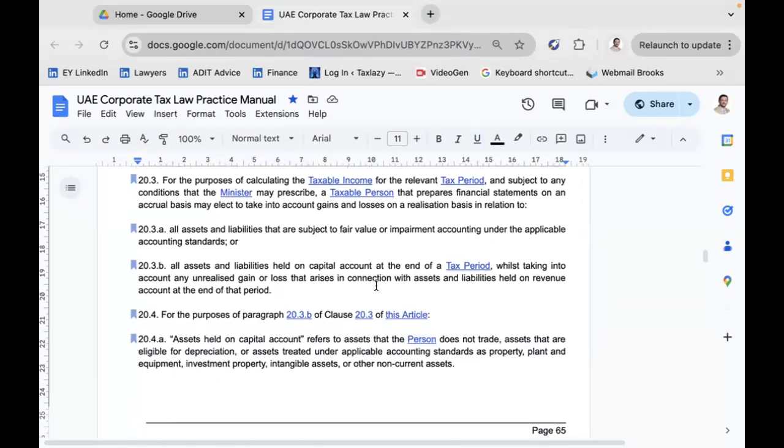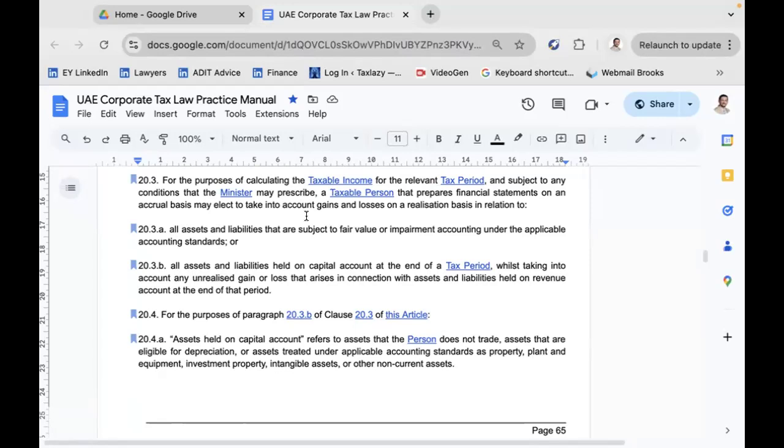But I just want to take you to clause 3, which is on unrealized gains and losses. So this you need to carefully understand and remember. Okay, so unrealized, can somebody give me an example of unrealized gains and losses that come in the financial statements?